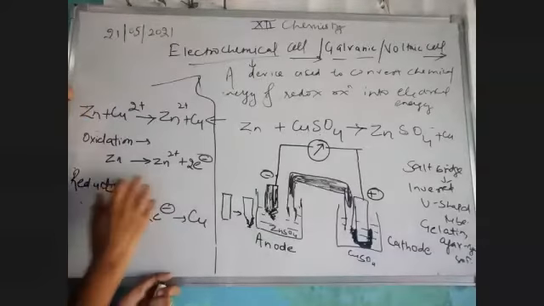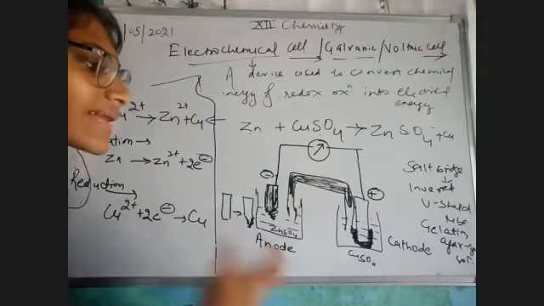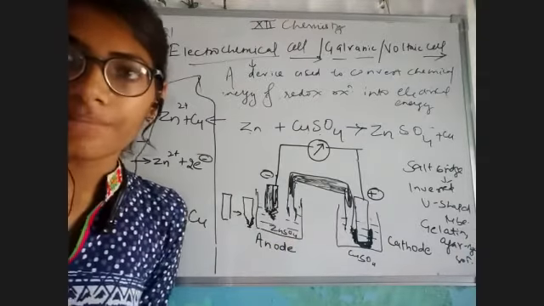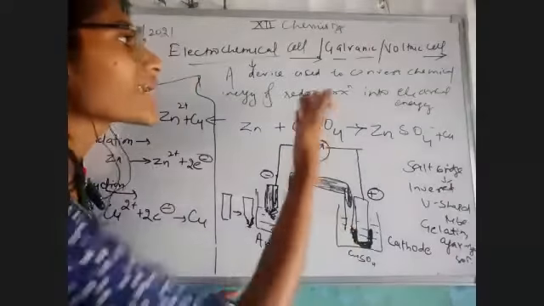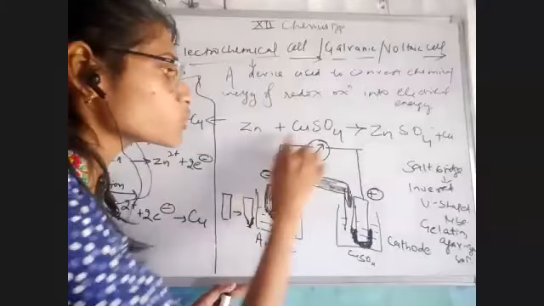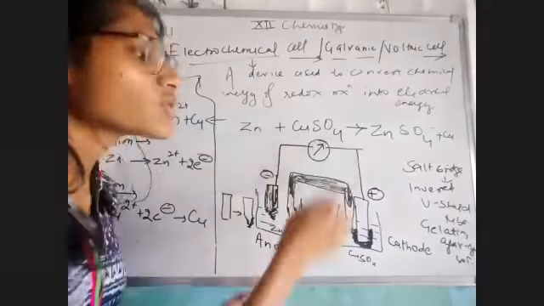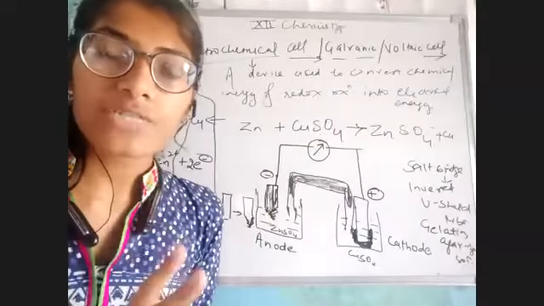This means zinc has started releasing electrons and copper has started gaining electrons. This is the first point. That means the chemical reaction is used to convert chemical energy into electrical energy. Okay, but we need to remember two more points in this case.